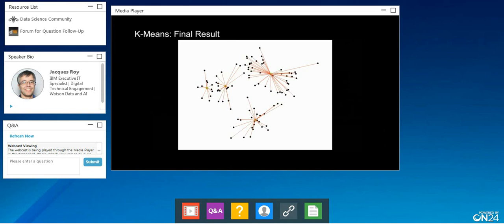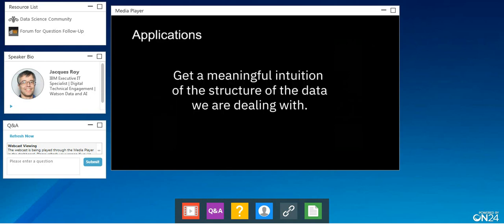So why do we use k-means? One application of it is to get a meaningful intuition of the structure of the data we're dealing with. So to find out what the similarities are between the different records and group them together. And that's useful in other types of algorithm, like alternating least squares. There's that concept of grouping too. And so that gives you an idea of what your data is about.